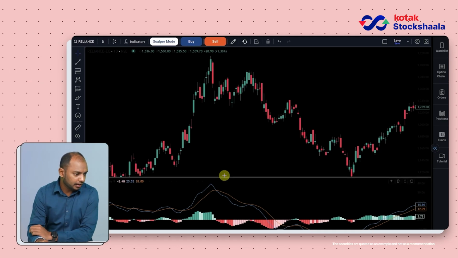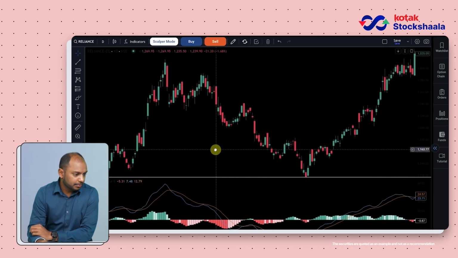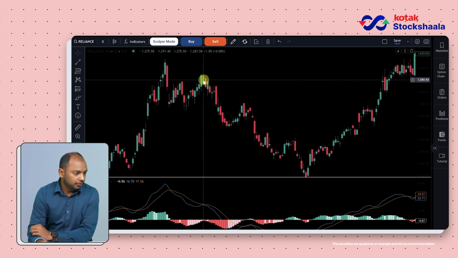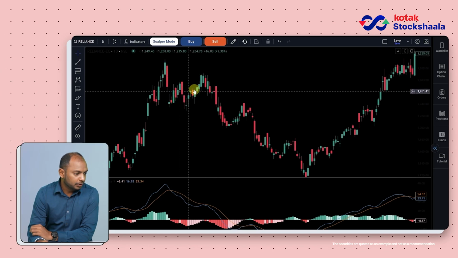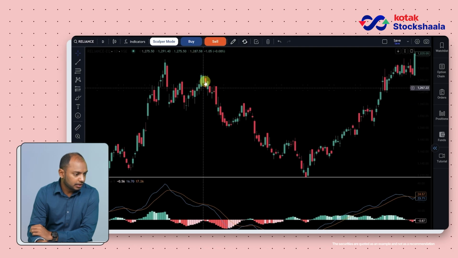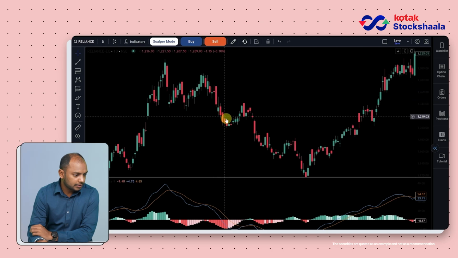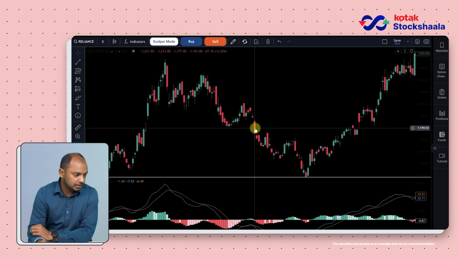So here again I have taken Reliance as an example. The first condition, as we discussed, is the trend structure. We need to see a sequence of lower highs and lower lows. So here if we see, we have a lower low and a lower high. So this gives us the first confirmation of trend structure.